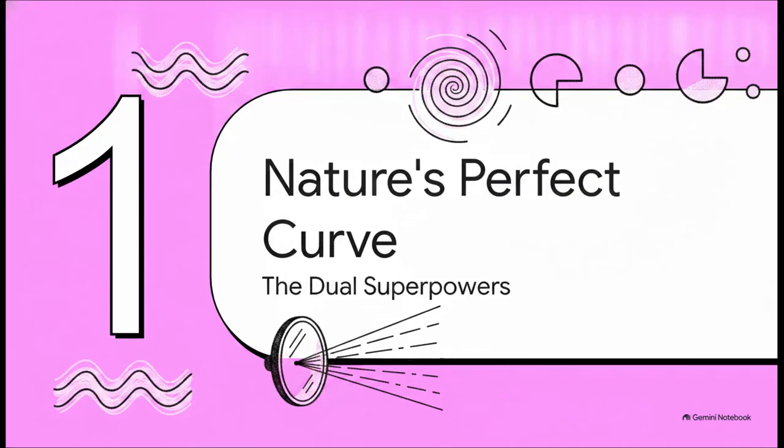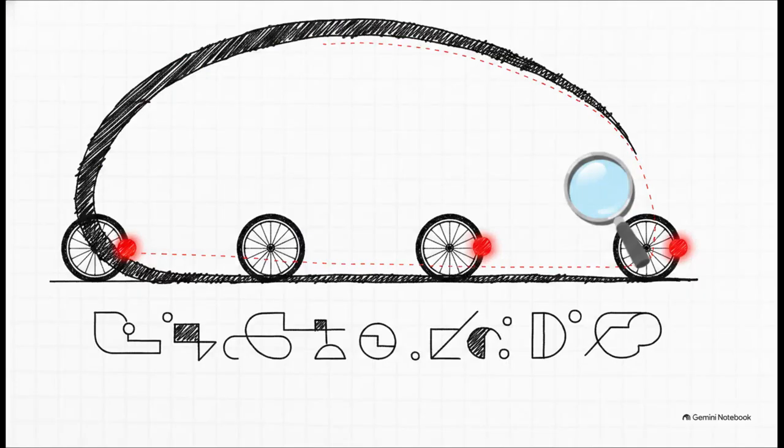Section 1. Nature's perfect curve. The dual superpowers. To really grasp the foundational geometry of our universe, we have to start with a very specific shape. It's a curve that rules over both wave mechanics and classical optics, and it's called the cycloid. To visualize this in your head, just picture a standard bicycle wheel rolling down a perfectly flat street. If you put a glowing dot on the very edge of that tire and tracked its path through the air as the bike moves forward, that series of leaping arches it traces, that's a cycloid.